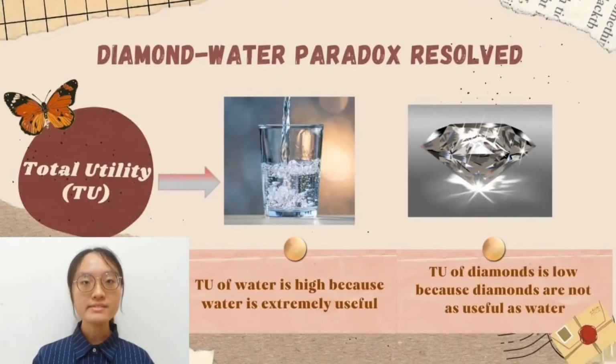The next slide is the diamond-water paradox that was solved by Jevons. Jevons says that the total utility of water is high because water is extremely useful. Water is essential in our life to survive. We need water to drink or use every day. Without water, people will die. The total utility of diamonds is low because diamonds are not as useful as water. Diamonds are not essential to human life because we don't need to use diamonds every day. They are a luxury good.